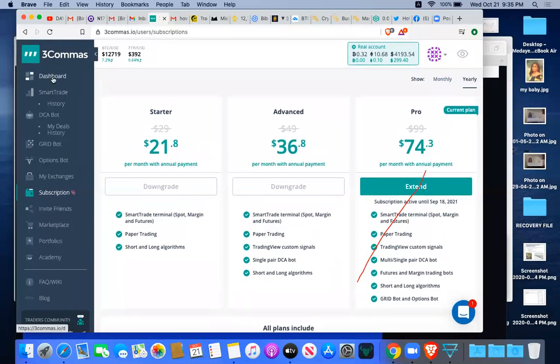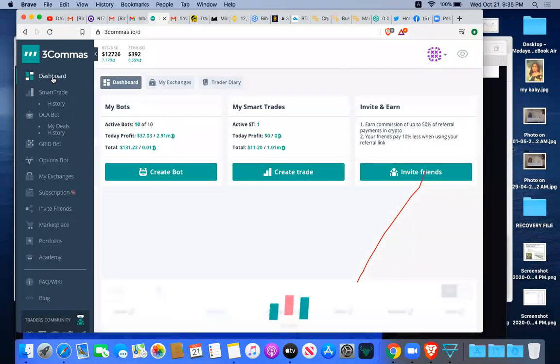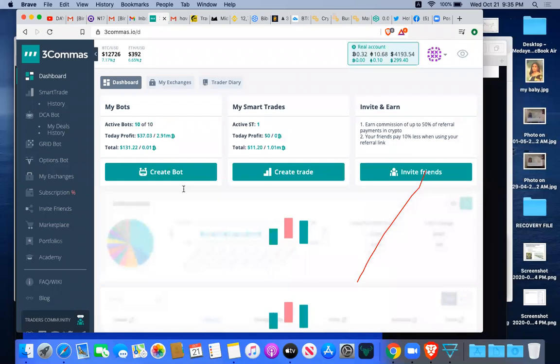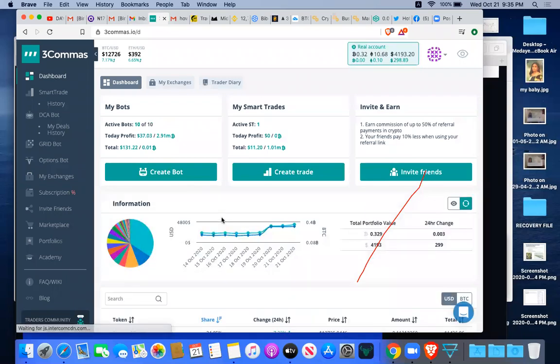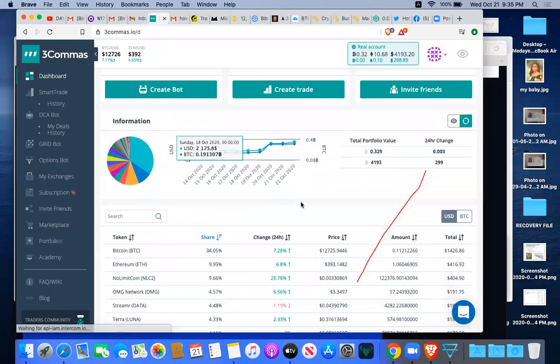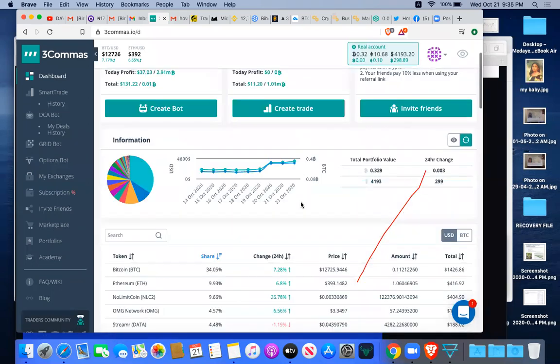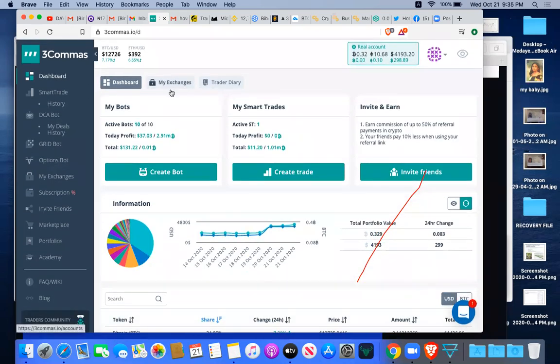Now I'm going to go straight. If you look at my account, this is my 3COMMAS. My 3COMMAS is linked to about 3-4 accounts. The other day we did an experiment, which I don't have time to start doing again now.